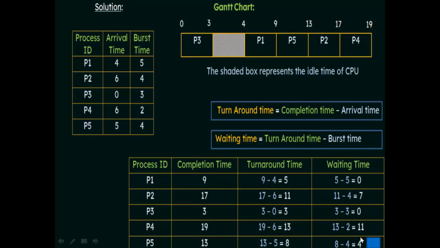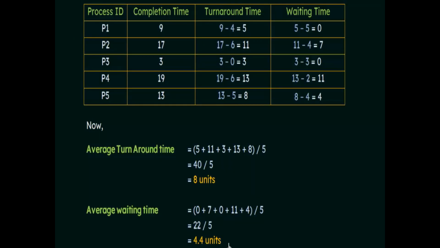Now we need to calculate the average turnaround time and average waiting time. So simply take the average of these terms. By putting these values in this formula, we need to add all the values and divide by 5. So we get this average turnaround time, which is 8 units. And similarly we have this average waiting time, which is 4.4 units of time. Okay, so I think this problem is clear to everyone.